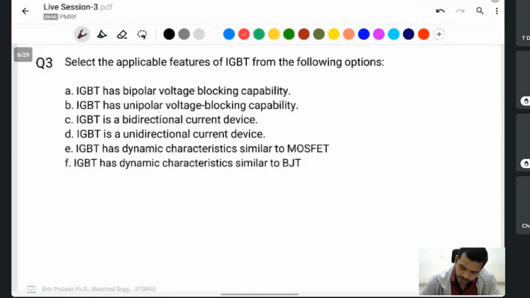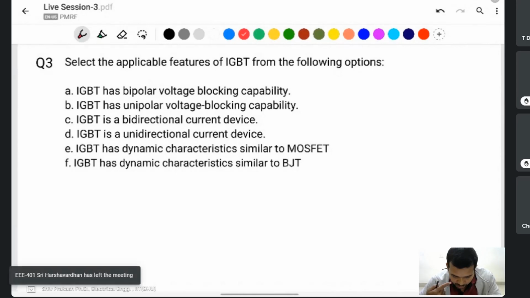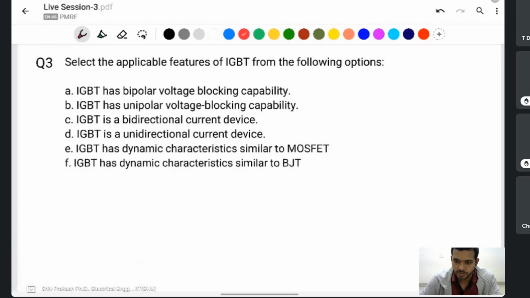Application of IGBT. IGBT has bipolar voltage blocking capability. Yes, it has reverse blocking also. You can't flow current in the reverse direction, and in the forward direction you can block by the gate voltage. Unipolar voltage blocking? No, it's bipolar voltage blocking. IGBT is a bidirectional current device? No, it is a unidirectional current device.